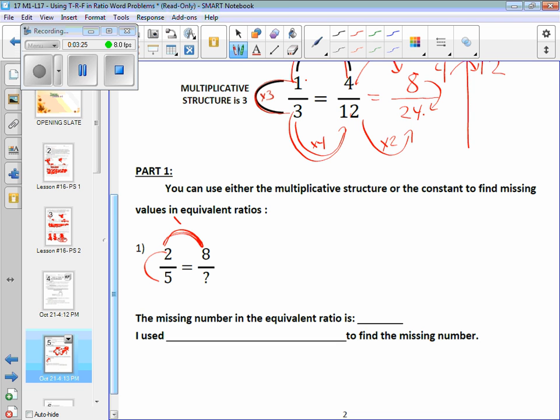I'm going to write it in. Whatever you do to the top, you got to do to the bottom. What now is our missing value? Correct. And what did we use? We used constant or multiplicative structure. Constant. And we use a constant of, in this case, 4.